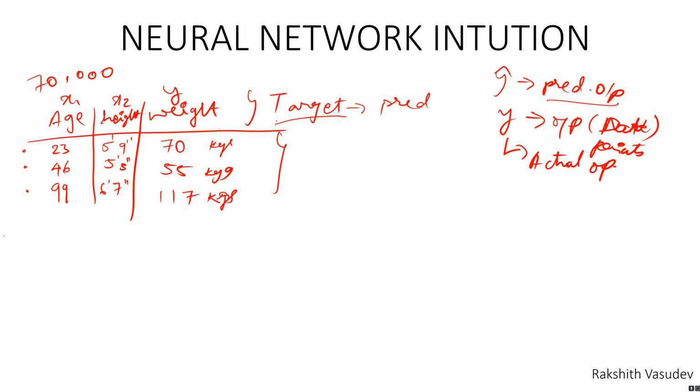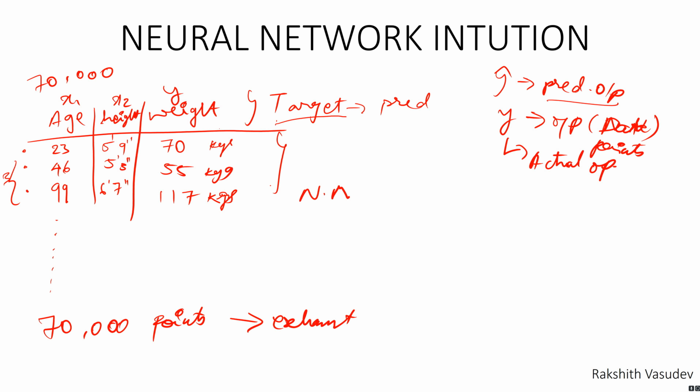And I proceed further. So these were my 3 data points, right? And I go on and go on until I reach my 70,000 data points, and that is what is called exhausting my data points, and I feed all these data points to my neural network.